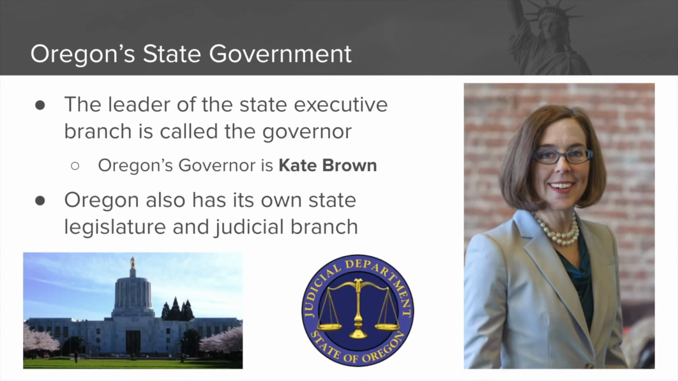Okay. So now moving on to Oregon state government specifically. The leader of the state executive branch, as I mentioned before, is called the governor. In Oregon, our governor is Kate Brown, this woman to my right. And Oregon also has its own state legislature and judicial branch. You see on the bottom left, that's what our state legislature looks like in Salem. Then we also have the judicial department seal. All state governments are going to have these three branches, and they will look different ways, but they generally tend to be set up in a similar way to the federal government.